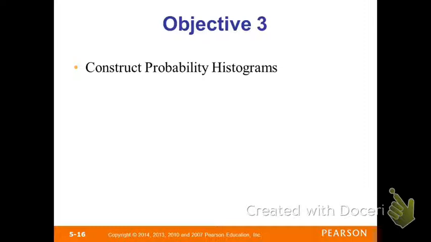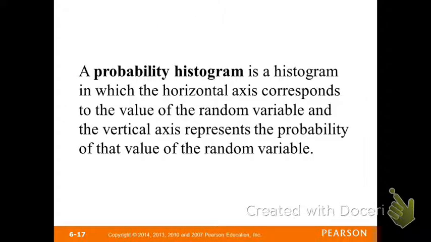All right, now constructing a probability histogram, it's not likely that I would ask you to do this on a test, but I might ask you to read a probability histogram, or look at it to gather data. So a probability histogram is a histogram in which the horizontal axis corresponds to the value of the random variable. The vertical axis represents the probability of that value of the random variable.